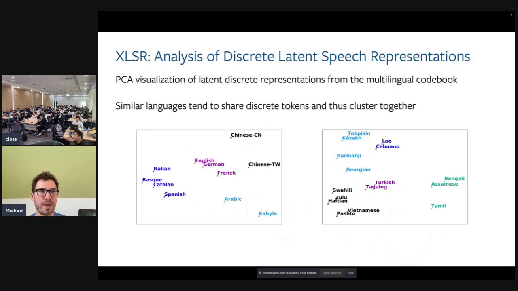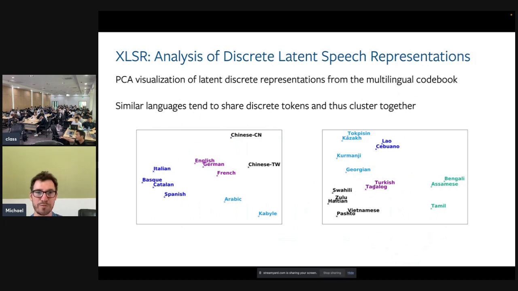The way we did it is we simply plotted how these representations are, on average, being used across different languages. For example, we can see here that Italian and Catalan or Spanish tend to use certain units at a similar rate to each other. Same for English, German, and French. Chinese and Mandarin as well.